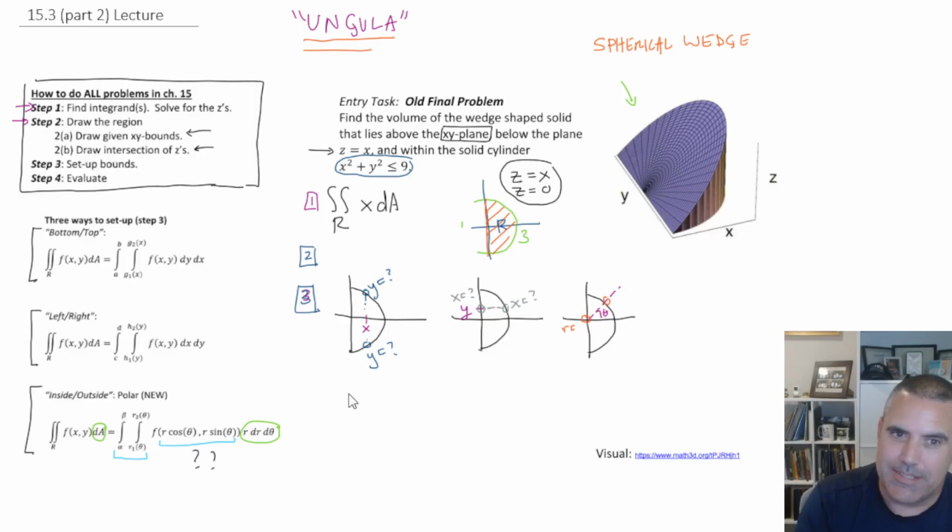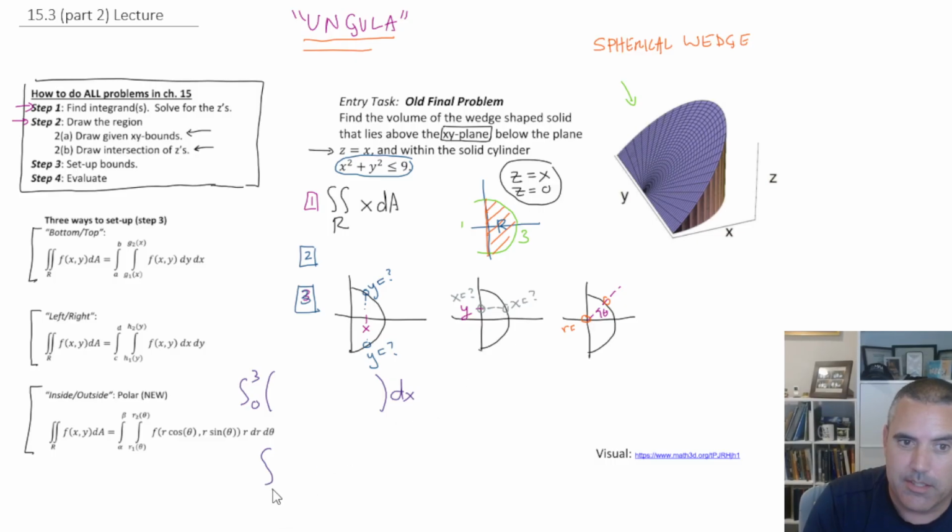So when I look at this, I can immediately set up the outer bounds. The biggest and smallest x can be is 0 to 3 dx. So that's one option. Maybe I'll do a better job of my spacing here. So this first option would be the integral from 0 to 3 dx. How do I know that? I just look at what's the biggest and smallest x could be. The second one would have been the integral. The biggest and smallest y can be is negative 3 to 3.